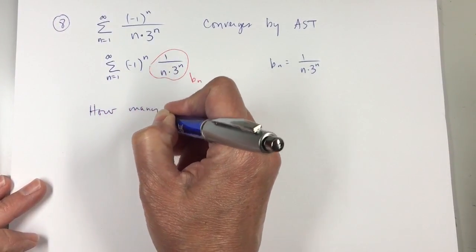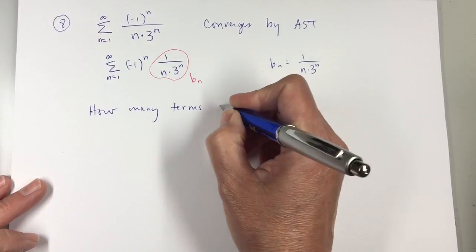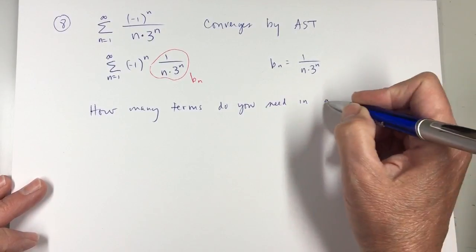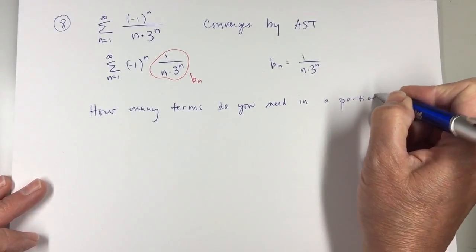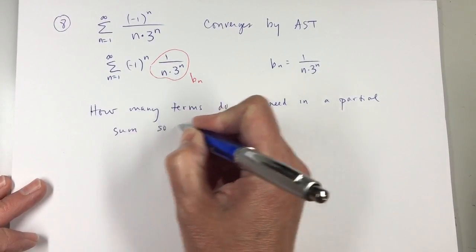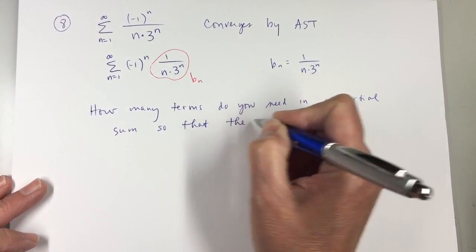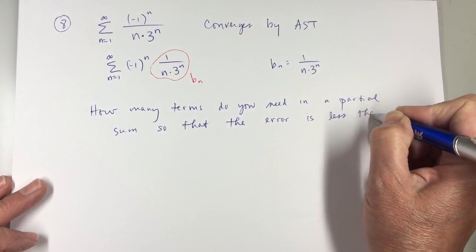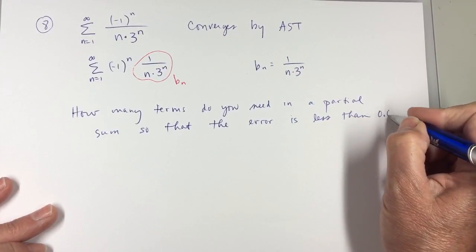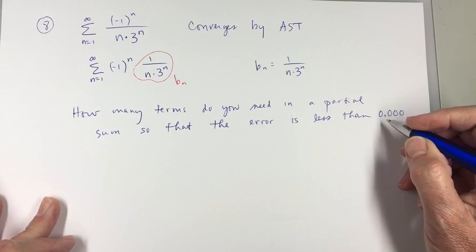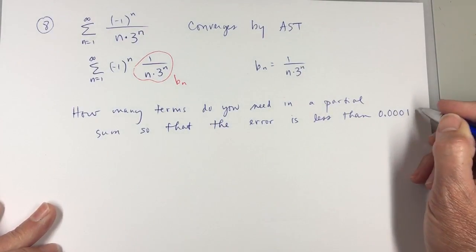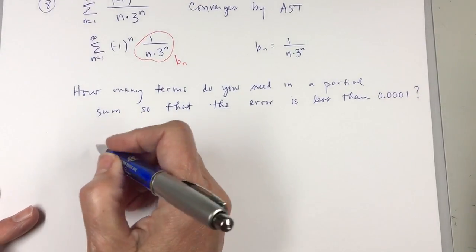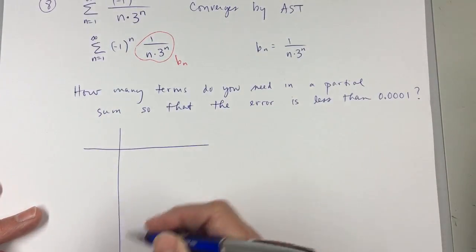How many terms do you need in a partial sum so that the error is less than 0.0001. What I'm going to do is, this time I'll just look at a few terms. So, I'll put this in chart form, in fact.